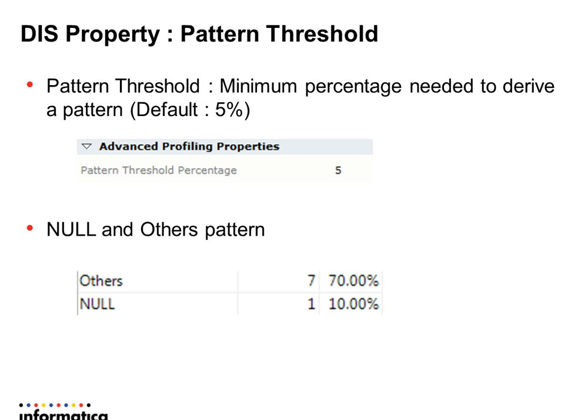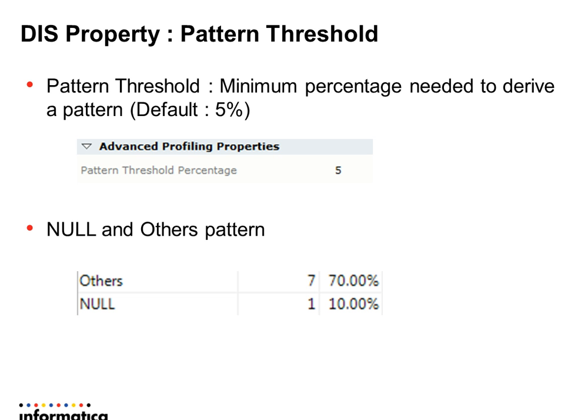The other one is the pattern threshold, which defines the minimum percentage of data that aligns to a specific pattern. By default, this value is set to 5, which implies any pattern contributing to 5 or more percent of data in the column is eligible for display in the profile results.